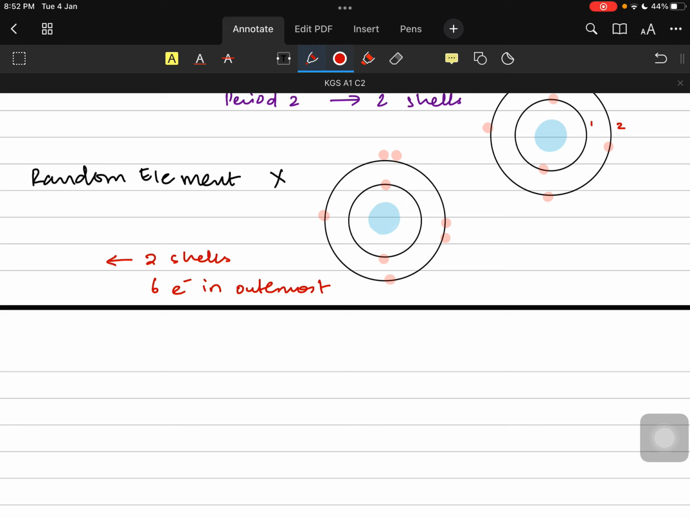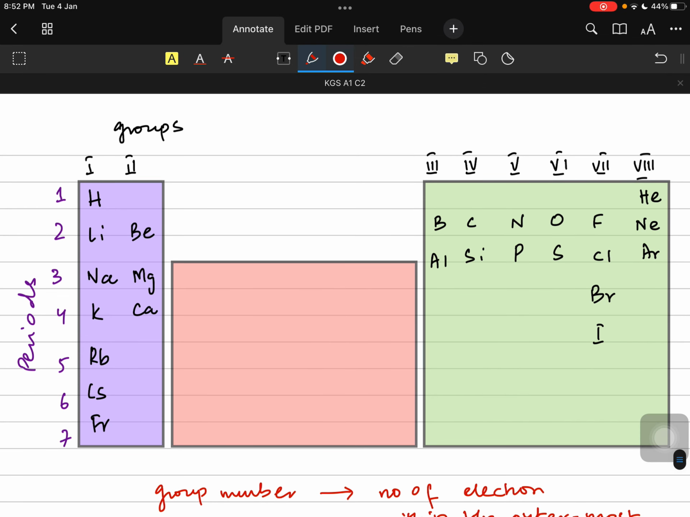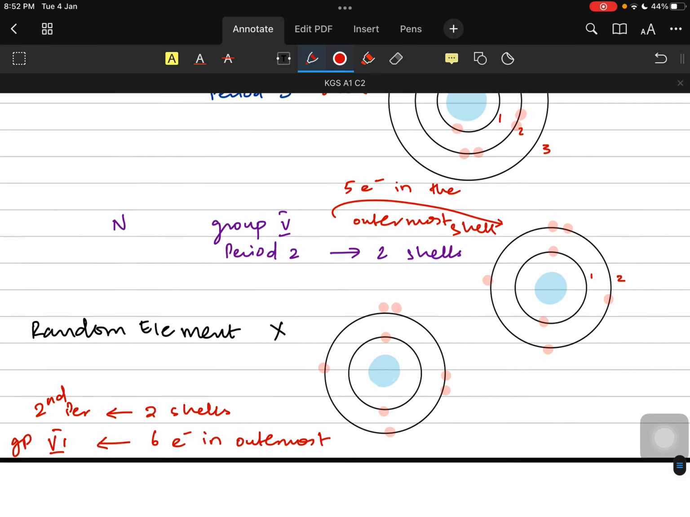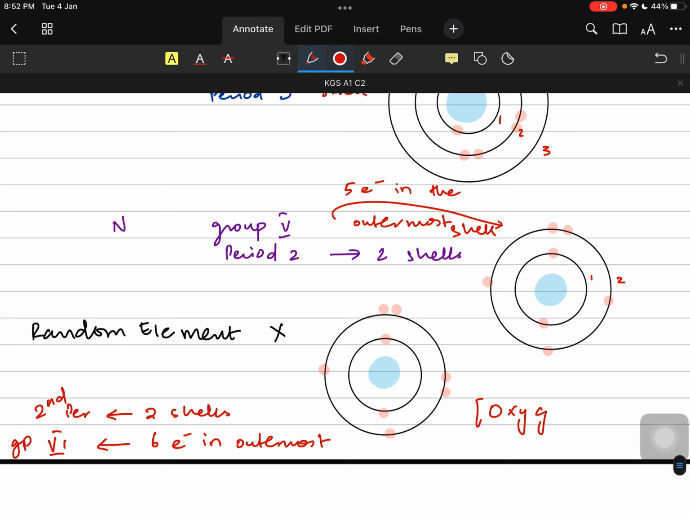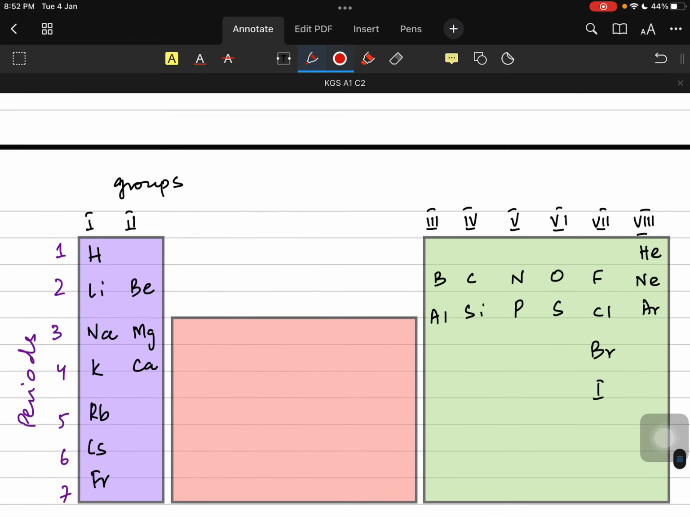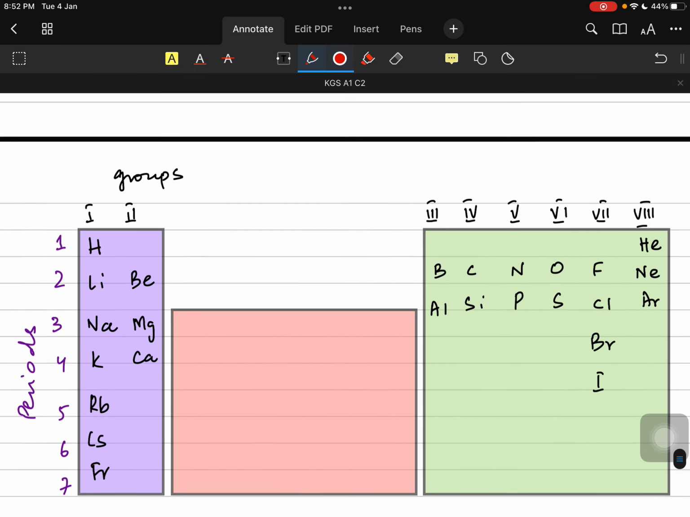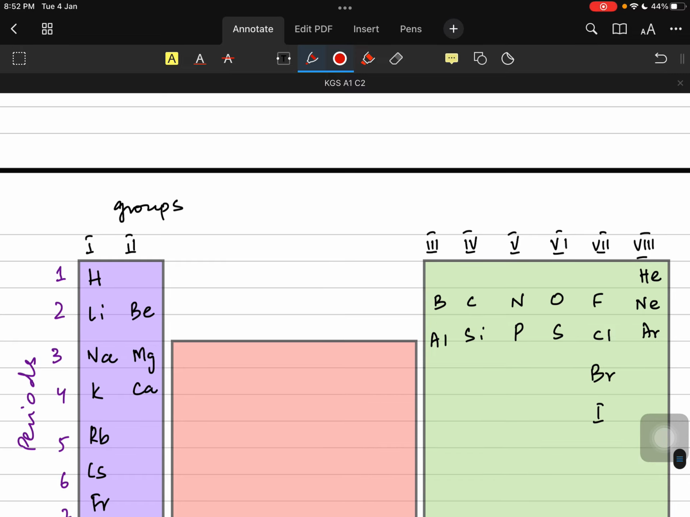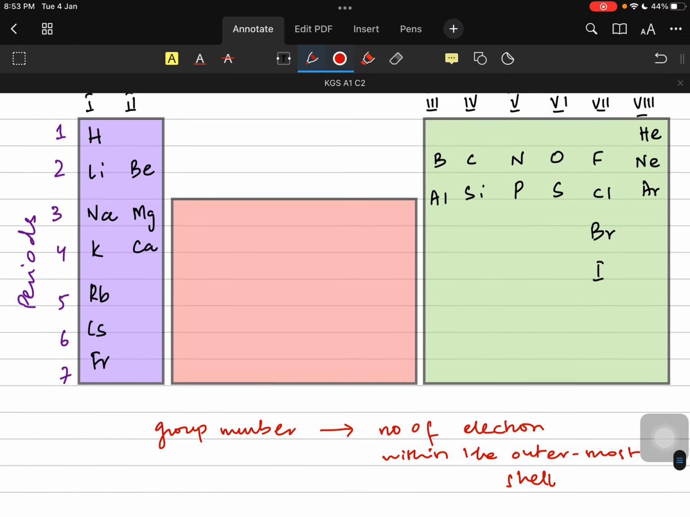So 2 shells means second period, and 6 electrons in the last shell means group number 6. So it has to be group number 6 and second period. It has to be oxygen. I know it is oxygen because it has 2 shells and 6 electrons in the last shell. So the periodic table tells us how many shells and how many electrons are going to be in the last shell. This is the connection between the atomic structure and the periodic table.